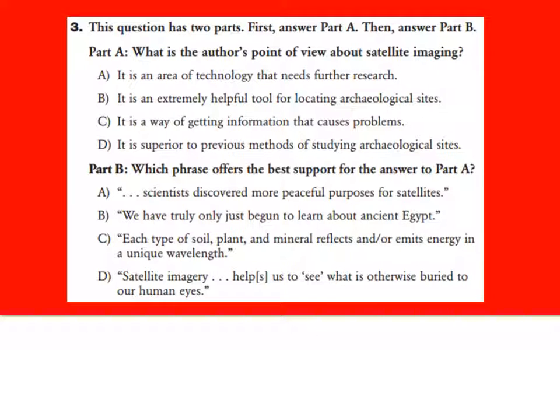C. It is a way of getting information that causes problems. D. It is superior to previous methods of studying archaeological sites. Part B. Which phrase offers the best support for the answer to Part A? A. Scientists discovered more peaceful purposes for satellites. B. We have truly only just begun to learn about ancient Egypt. C. Each type of soil, plant, and mineral reflects and/or emits energy in a unique wavelength. D. Satellite imagery helps us to see what is otherwise buried to our human eyes.